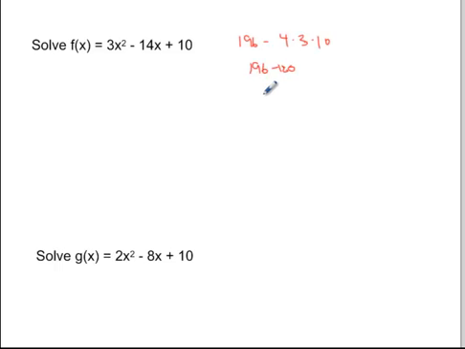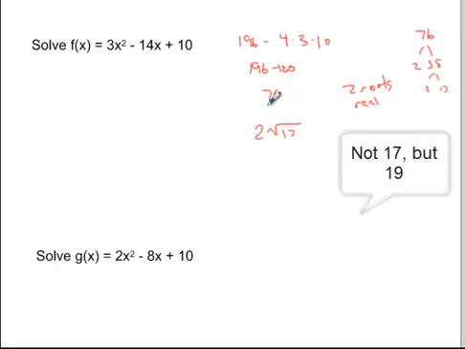What do we get here? 76. That is not a perfect square, so I am going to get 2 roots, and they will be real, not rational. But let's just continue with this. 76. Let's see. 2 and it goes 38 times. 2 more and 17. So out comes a 2. In stays a radical 17.